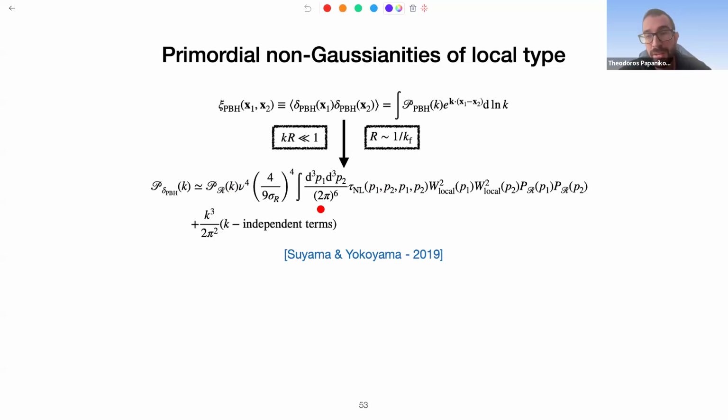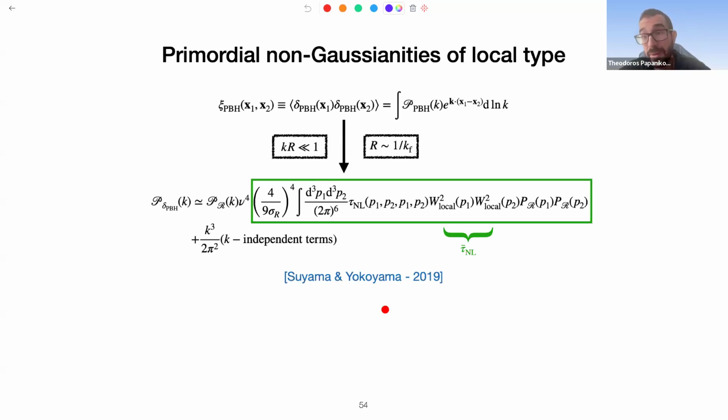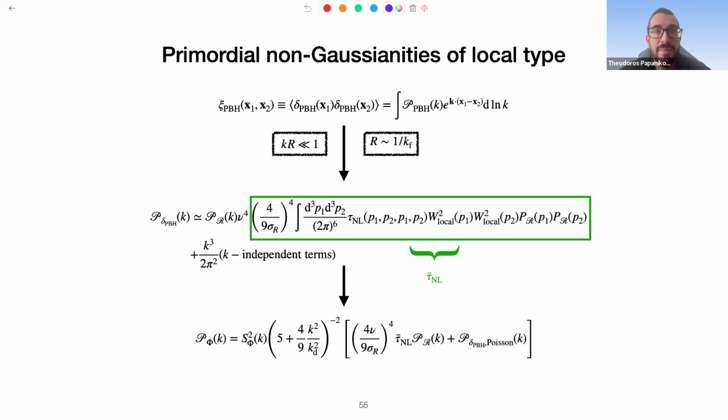Because this expression is quite complicated, we introduce here an effective tau_NL, which is this double integral over momenta of tau_NL times our window function, our smoothing function of the density field, times the primordial curvature power spectrum. Having done that, we can write in a simpler form the power spectrum for the PBH curvature perturbation, which is a sum of the Poisson term plus the clustering term we just saw. Let us now see how this power spectrum for phi scales with k by making some assumptions regarding our underlying primordial curvature power spectrum and our tau_NL nonlinear trispectrum parameter.